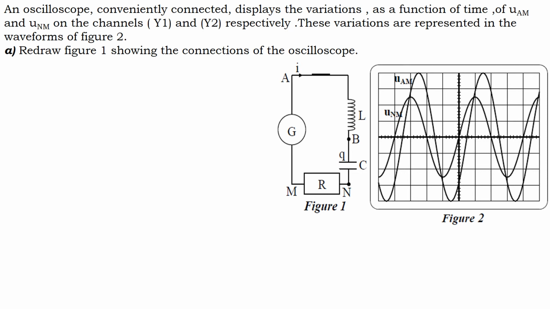So we have UAM and UNM. Between point M and point A we will have a channel. This is point M. Point M is the common point for both, so it's the ground. So I will have channel 1, this is Y1 across UAM, so between A and M. And for channel 2 it will be between N and M, so this would be channel 2, Y2, measuring UNM. This is the first part.